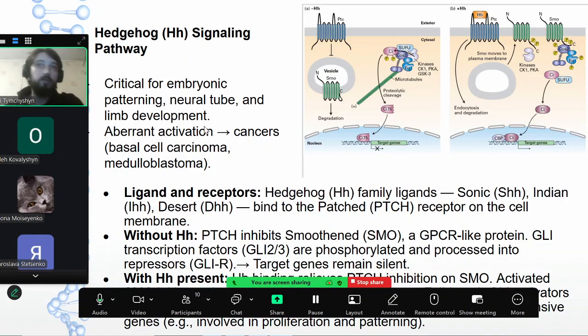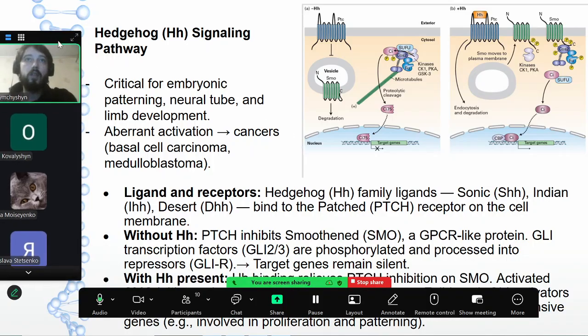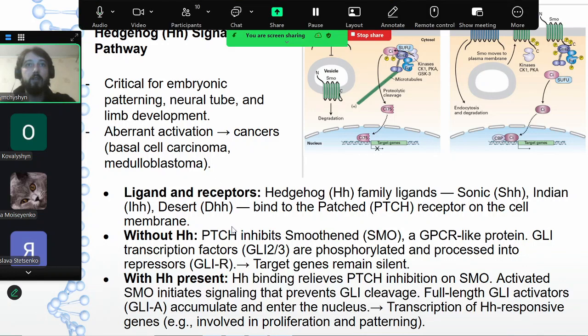Hedgehog pathway, one more pathway critical for embryonic patterning, neural tube and limb development. If something goes wrong, you get very, very bad consequences. Believe me, don't Google that. And with aberrant activation, you get some cancers, basal cell carcinoma and medulloblastoma. So I'm not getting into the details.